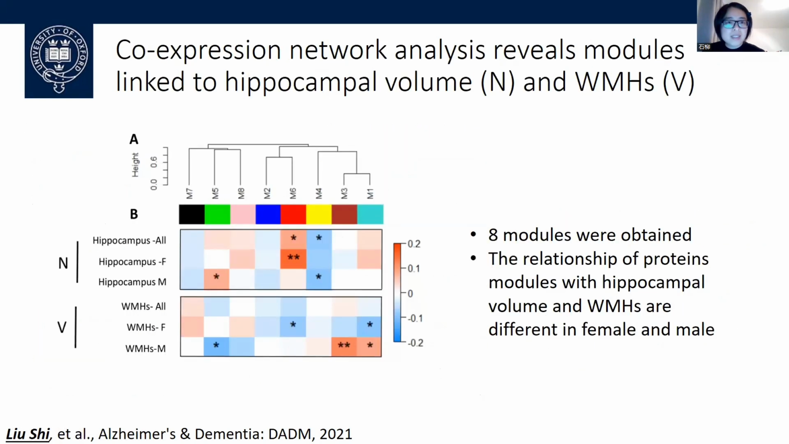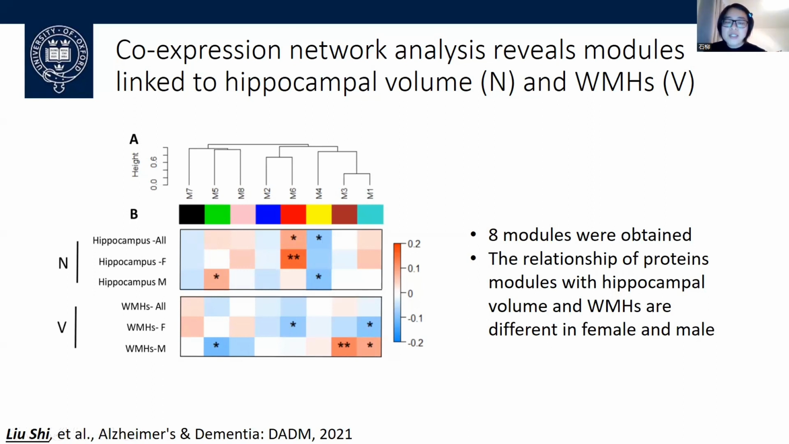Apart from this analysis, we also did co-expression network analysis, as I introduced previously. In this data, we obtained 8 different modules, shown in figure A. In figure B, the heat map, we analyzed the association of these modules with neurodegeneration measured by hippocampal volume and vascular damage measured by white matter hyperintensities. Here we analyzed in a different way because we wanted to test whether there's a gender difference. That's why we divided them into female and male, as you can see from here.